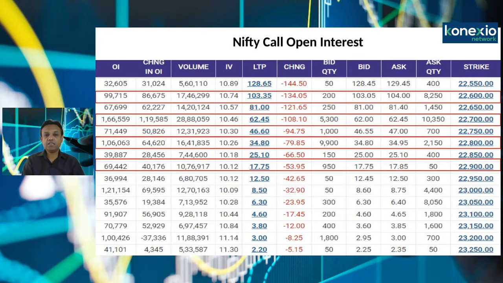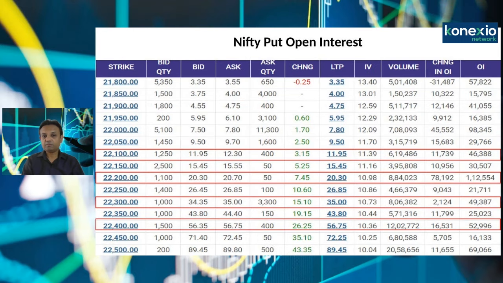Now, friends, let us discuss the Nifty put data. In Nifty puts, the action was seen in 22,400, 22,300, 22,200, and 22,100 puts. Now, here you can see there has been a rise in the volumes. Open interest is also slightly rising. Implied volatility is between 10.36 and 11.39. Option premium was slightly positive.